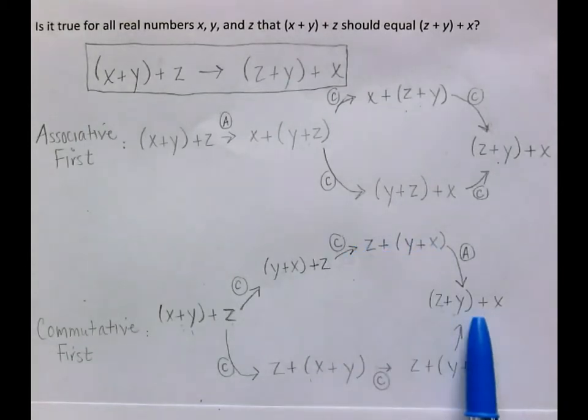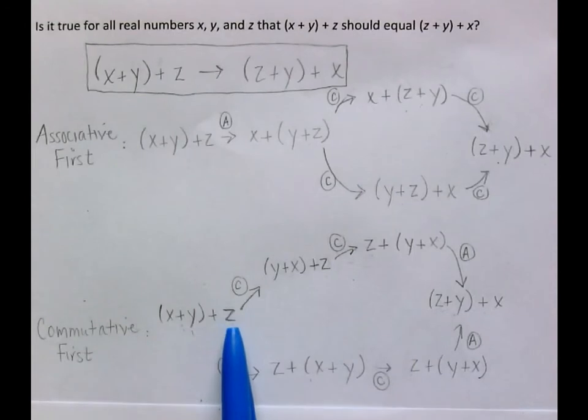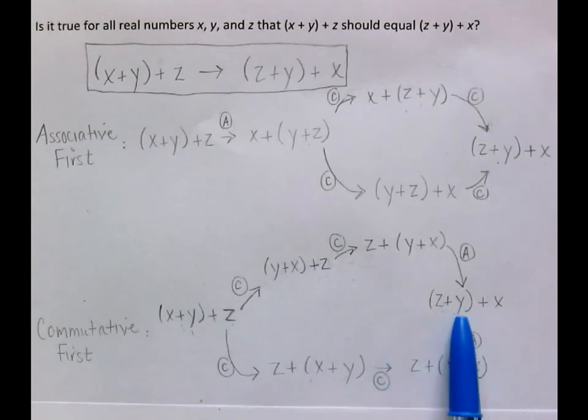If we trace the lower path, we can see that the commutative property is used first to interchange the positions of z and x plus y. Then the commutative property is used to interchange the positions of y and x inside the parentheses. And finally, the associative property of addition is used to regroup z plus y inside the parentheses, again taking us to our goal. So these two flowcharts show 4 different ways that the commutative and associative properties of addition can be used to verify the equivalency in the problem.